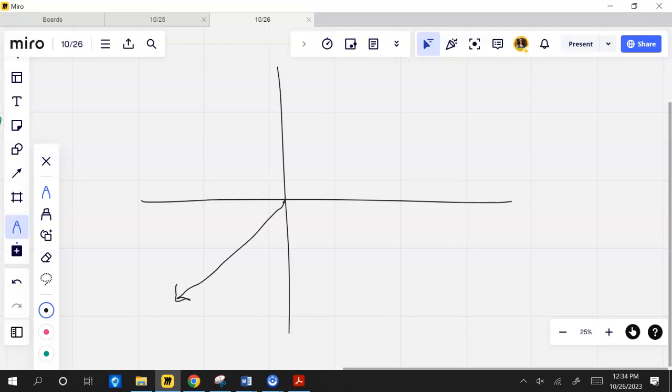Is she right or wrong? Negative 140. Guys, I need you to pay attention. Is she right or wrong? It would be in the third quadrant. Corey says you're right. Okay, I'll trust Corey with my life.